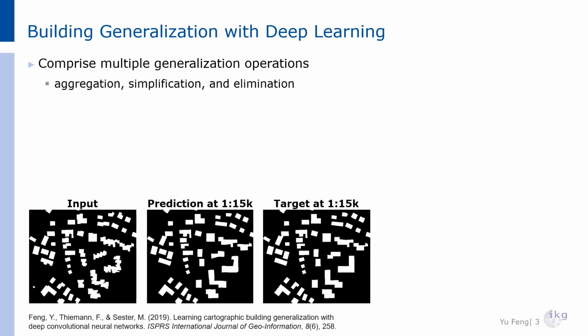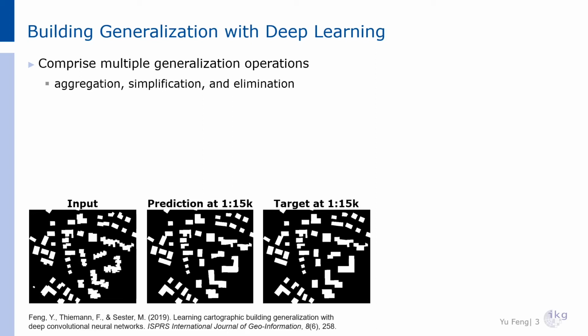series. A model can be learned to combine multiple generalization operations instead of performing them one by one. Operations such as aggregation, simplification, and elimination can be achieved with this model, which means very small buildings are eliminated, very close buildings are combined, and complex shapes are simplified for the map at a higher scale level.